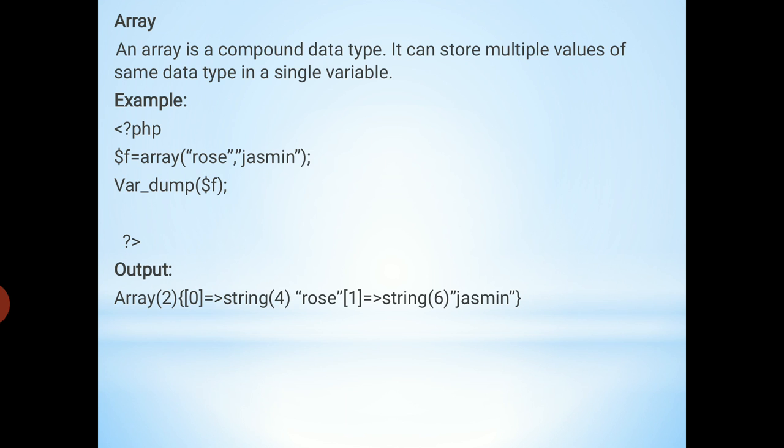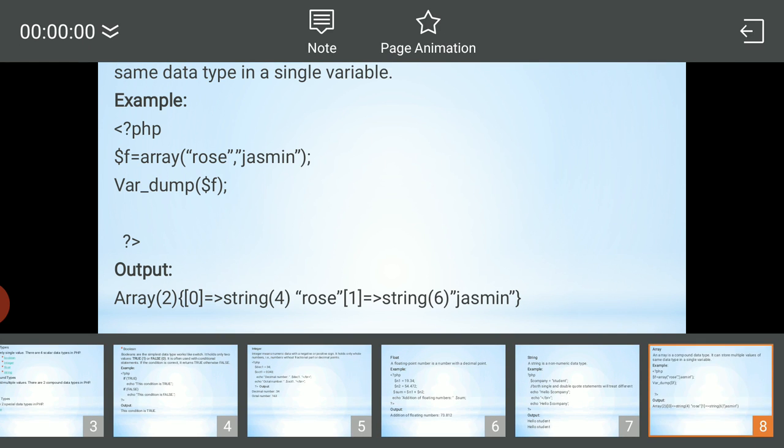This is the output of array. Length of array is 2. This is the index number 0. Data type is string. Characters 4 and value is Rose. Next index number is 1. Data type string. Characters 6 and value is Jasmine. This is the array data type.